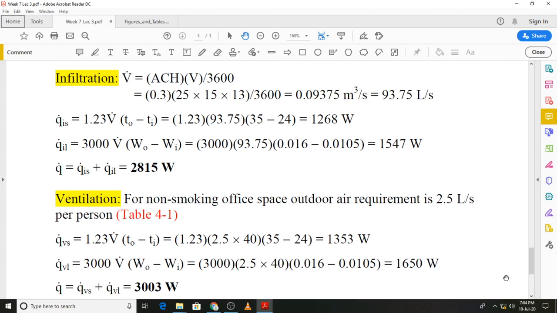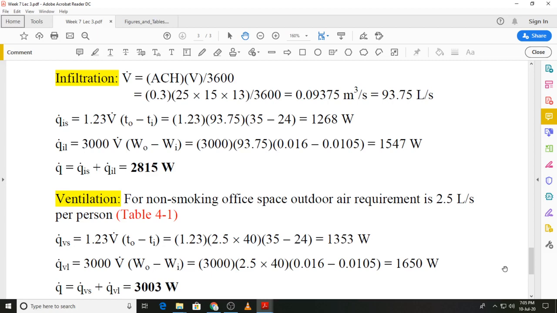So for the infiltration load, we are given the number of air changes per hour, that is 0.3, so we need to find out the infiltration rate in cubic meters per second first, and then convert it into liters per second. The formula is quite straightforward: the infiltration rate in cubic meters per second is the number of air changes per hour times the volume of the conditioned space divided by 3600. The volume of the office building, you just multiply the three dimensions, 25 into 15 into 13 cubic meters.